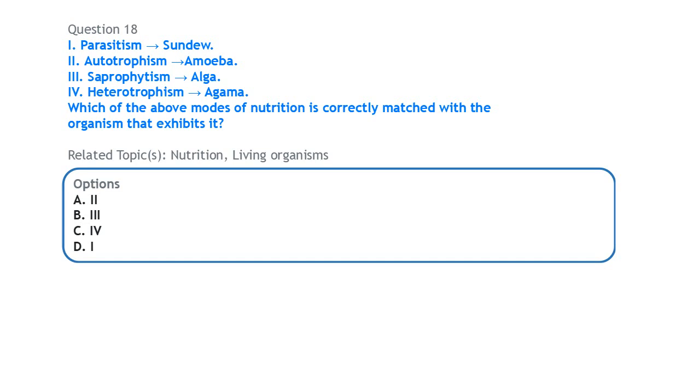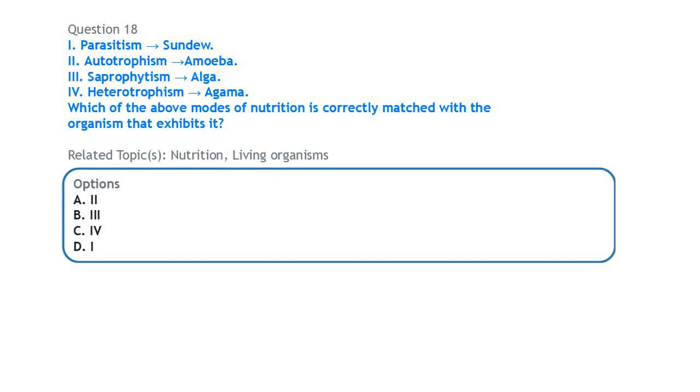Primarily it gets its food from photosynthesis. Next, autotrophism to amoeba. Autotrophism is a mode of nutrition in which the organism is able to manufacture its own food, like you have in plants. The amoeba is a unicellular microorganism that cannot manufacture its food. It feeds on already made food. So autotrophism to amoeba is a wrong matching. Saprophytism is where an organism feeds on dead organic matter, like dead parts of living organisms. The algae is a class of plants, and they are able to manufacture their food, so this is also a wrong match.